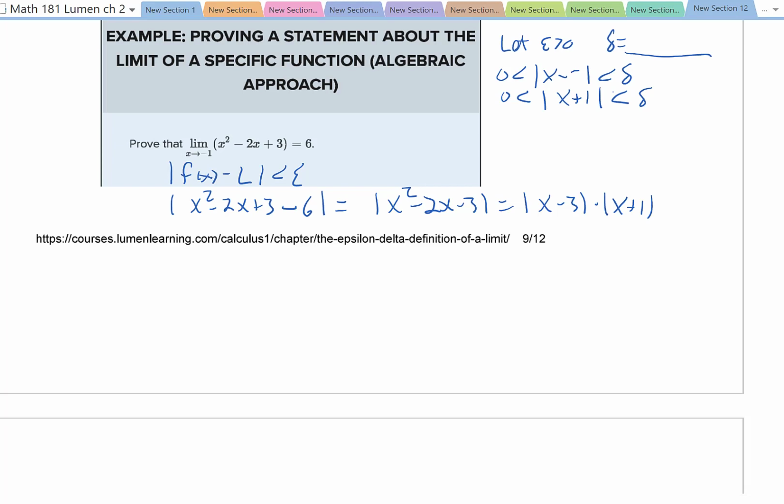So we're going to use this relationship here that we know the absolute value of x plus 1 is less than delta. And again, we do this approach a little differently now because we have to deal with the quadratic. So if I have the absolute value of x plus 1 is less than delta, that means negative delta is less than x plus 1, less than delta.